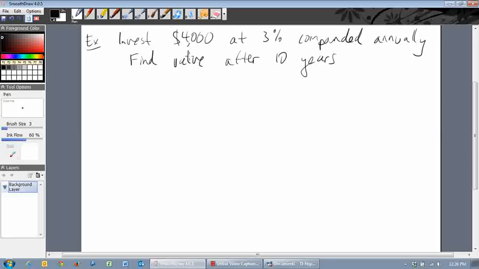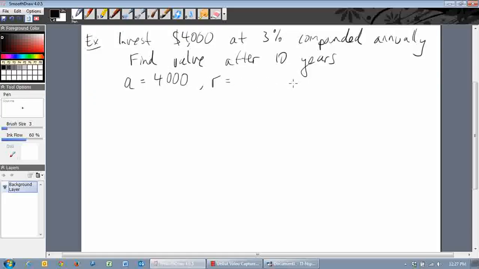Okay, so what this is doing is that when you invest money into an account, it grows by 3% every year. Compounded annually means it grows by 3% every year. So that'll just grow and grow and grow. And so let's just have a think about this. First, what's your initial value? Your initial money that you have in the bank is $4,000.